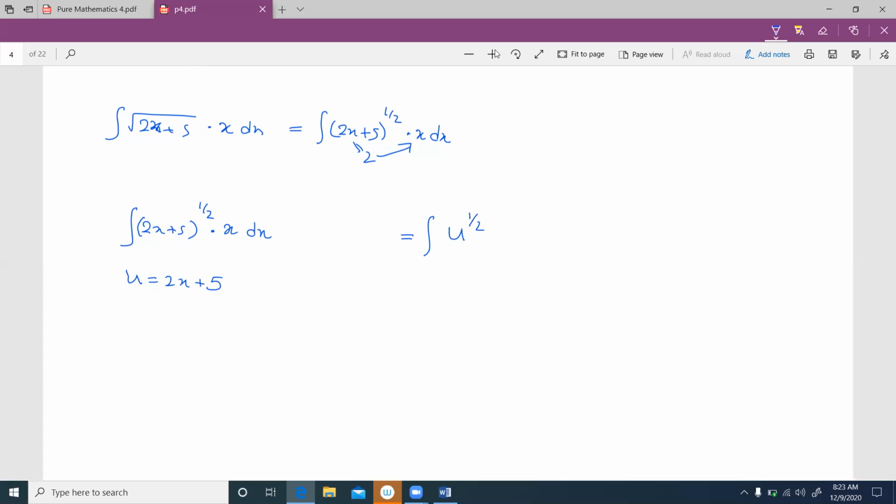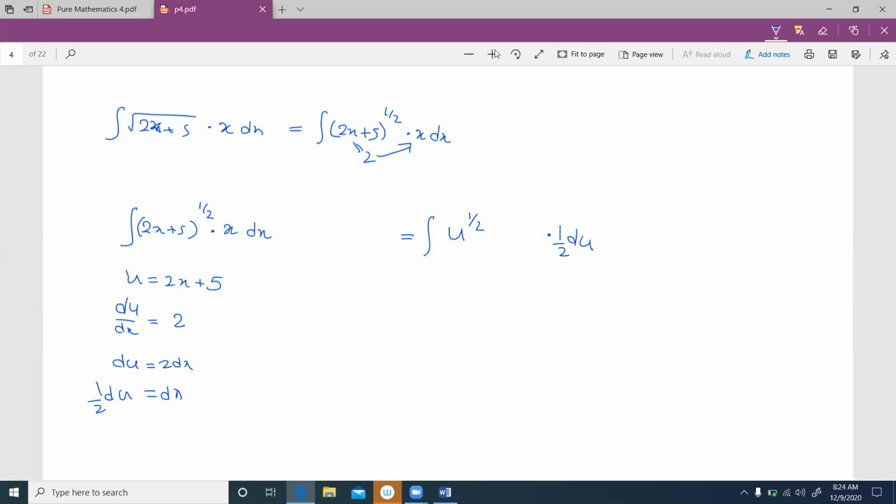In this case, you can write du by dx. If you differentiate this, what do you get? You get 2. Therefore, you can write du is equal to 2 times dx. Therefore, dx is equal to half du. Then instead of dx, you can put half du. Right. Then there is another section we need to fill up, that is the x.